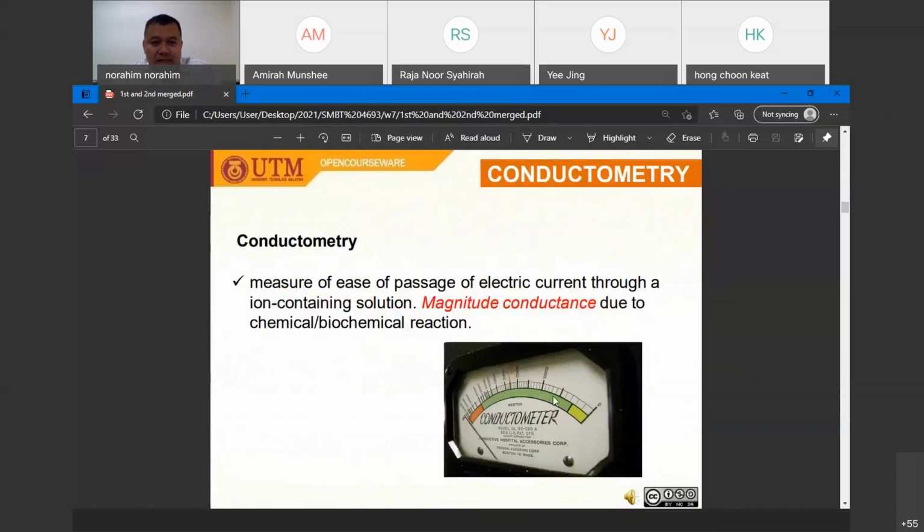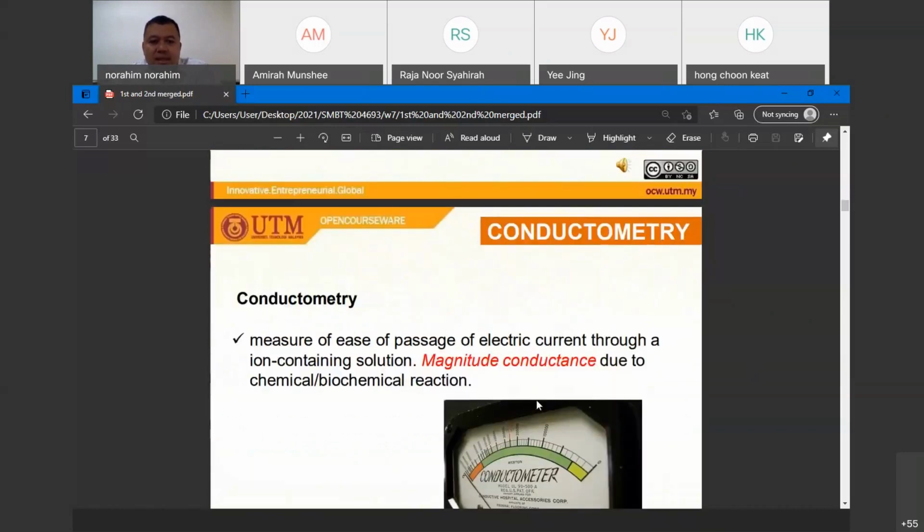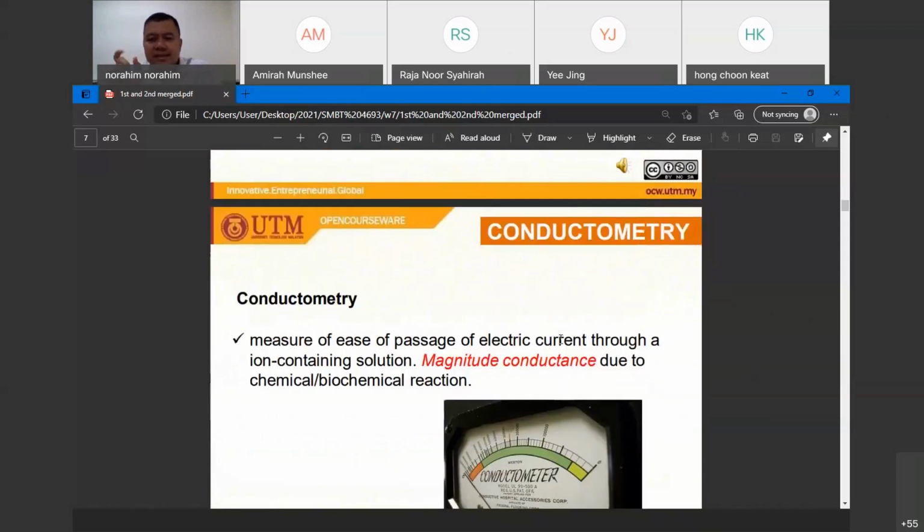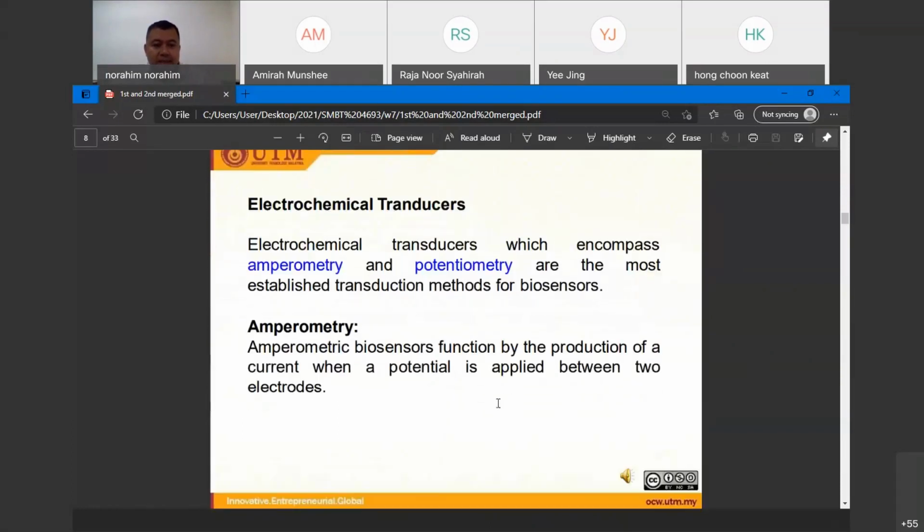Okay, conductometry is about measuring how easily electrical current can go through an ion-containing solution. So you are measuring the magnitude of conductance, conductivity. We talk about conductivity due to chemical or biochemical reactions. So this is conductometry.